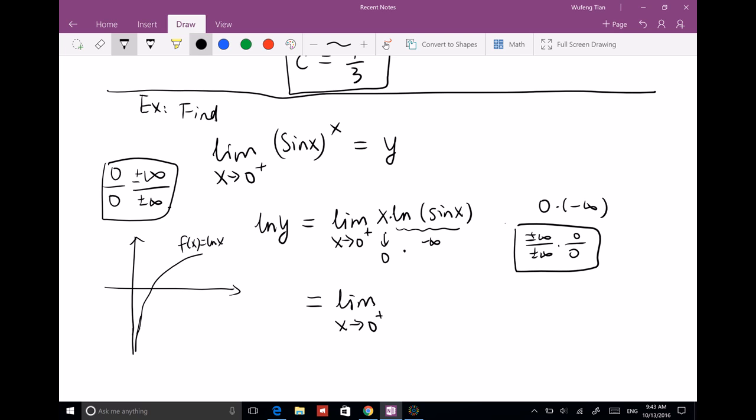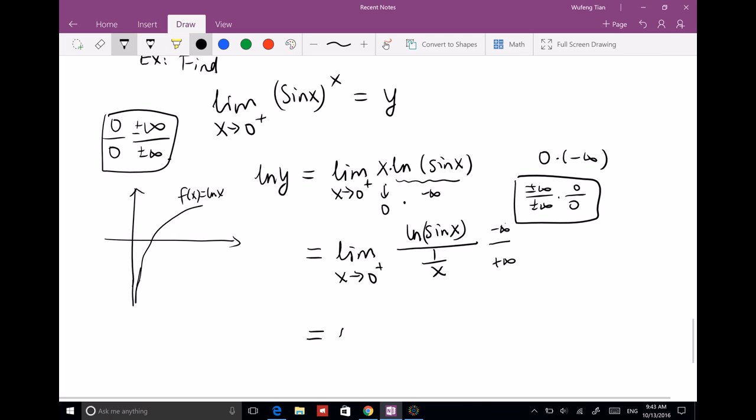Can we put it over 1 over x? Very good. Yes, we did this one earlier today as well. We can put the x as 1 over x. Then the numerator is negative infinity. The denominator is 1 over x. X goes to 0 plus, so it's a very small positive number. So the denominator goes to positive infinity. That's okay, because we have infinity over infinity form. Now we can use L'Hopital's rule. Does it make sense, everyone? Yes? Good.